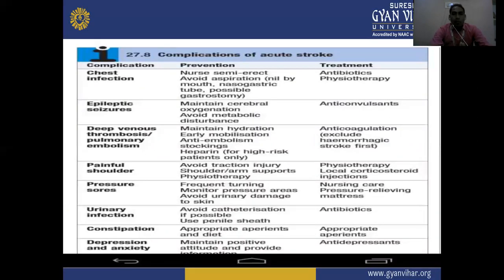These are the complications of acute stroke: chest infections, epileptic seizures, deep venous thrombosis, pulmonary embolism, painful shoulders, pressure sores, urinary infections, constipation, depression, and anxiety. These are the complications of acute stroke.